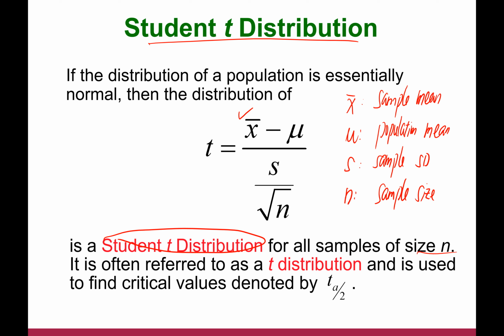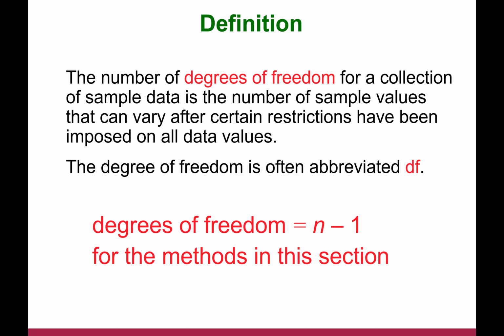The student t distribution is used to find the critical value t alpha over 2. In order to find it, we need to know alpha and also the degrees of freedom, which is n minus 1, sample size minus 1. The number of degrees of freedom for a collection of sample data is the number of sample values that can vary after certain restrictions have been imposed on all data values. Using df to represent the degrees of freedom, df equals sample size minus 1.